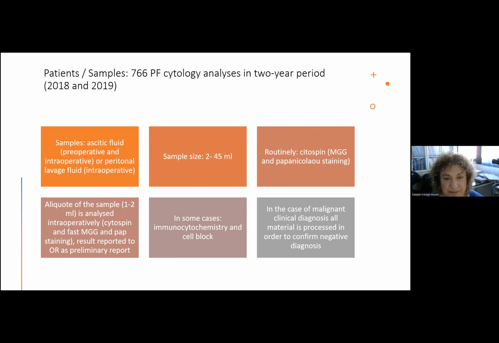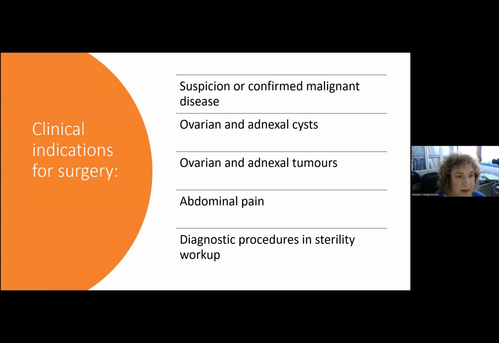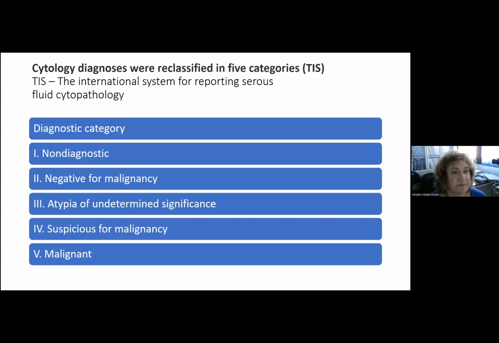So what were the clinical indications for the surgery? Usually it was suspicion or confirmed malignant disease, ovarian or adnexal cysts, or tumors, abdominal pain, or diagnostic procedures in sterility workup. So we use the International System for Reporting Serous Fluid Cytopathology. I'm sure that you are all familiar with that, so I won't describe all these categories to you, but just to state that we used these categories.